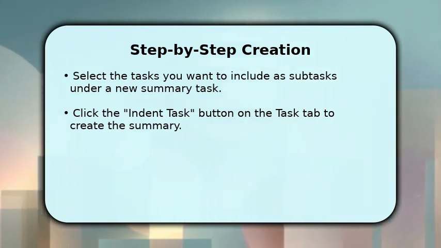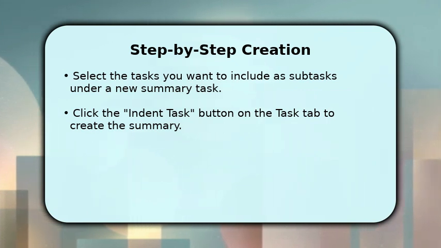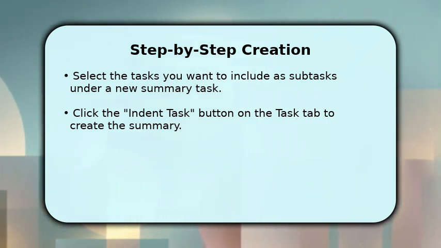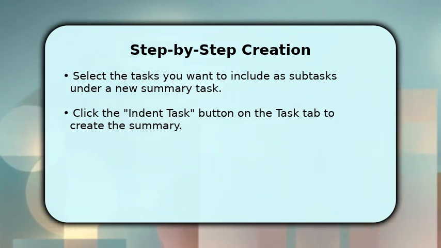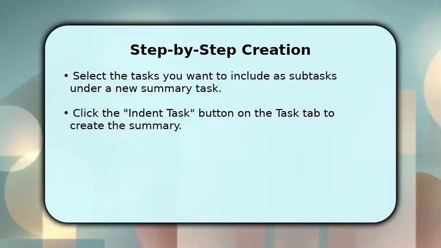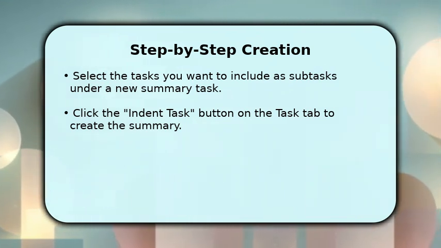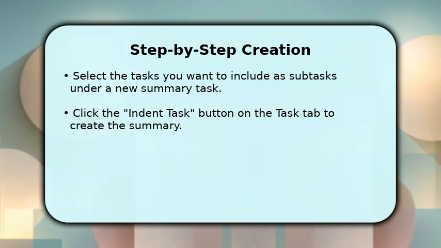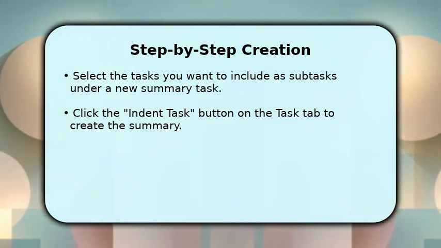Next, navigate to the Task tab in the ribbon and locate the Schedule group. Click the Indent Task button, which looks like a green arrow pointing right. Microsoft Project will automatically create a new summary task above your selected subtasks, reflecting their combined duration.